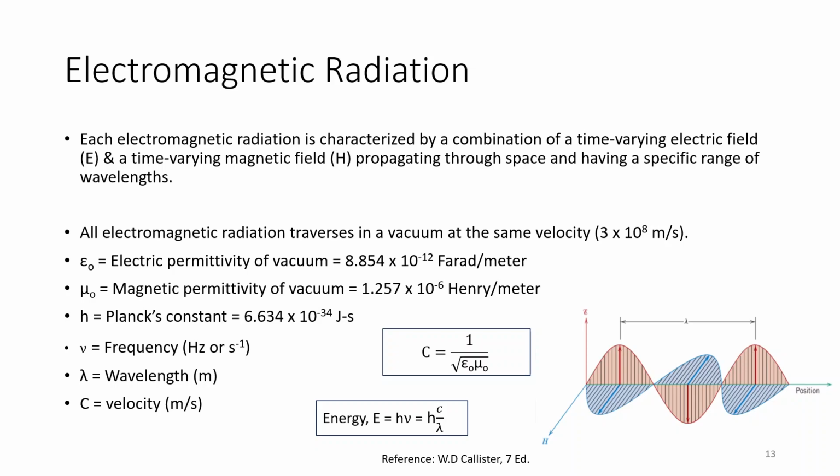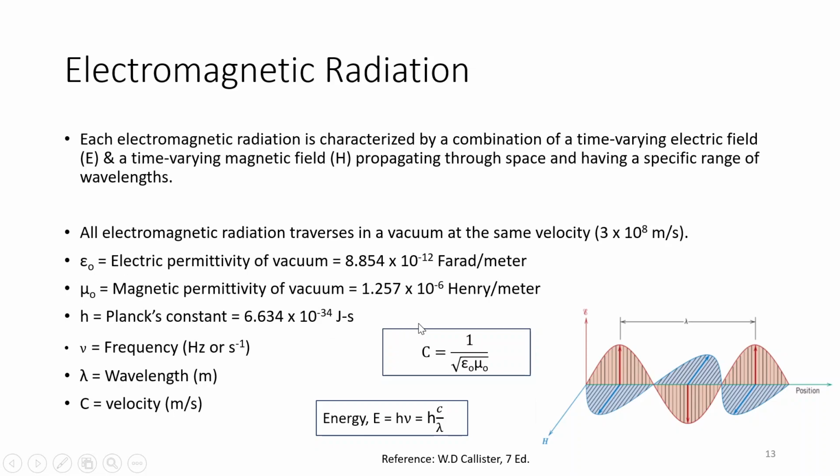Now electromagnetic radiation. Each electromagnetic radiation is characterized by a combination of a time varying electric field E and a time varying magnetic field, which propagate perpendicular to each other, and the direction of propagation is also perpendicular to both of these directions. So it propagates through space and has a specific range of wavelengths. All electromagnetic radiation traverses in a vacuum at the same velocity, 3 times 10 to the power 8 meter per second, which is the highest speed.